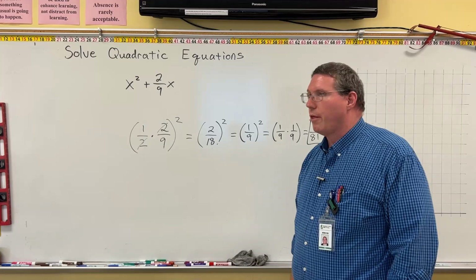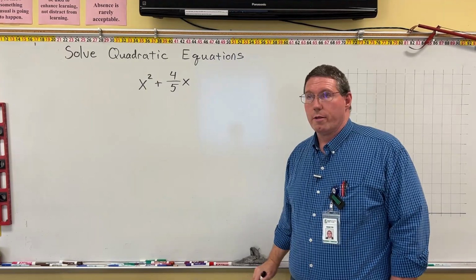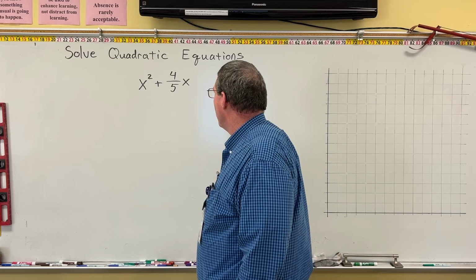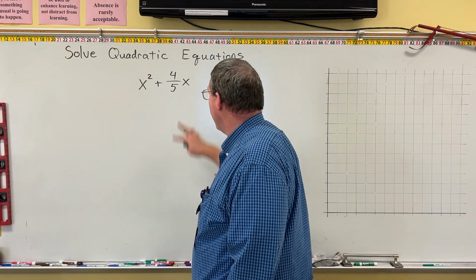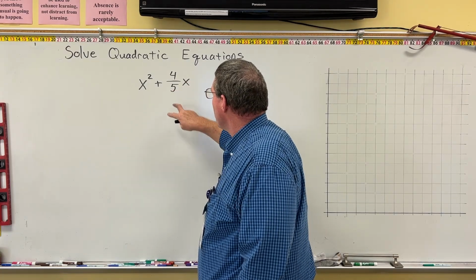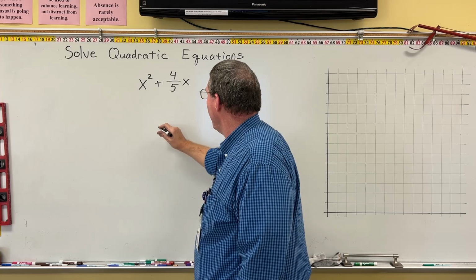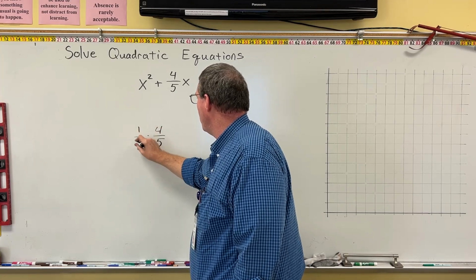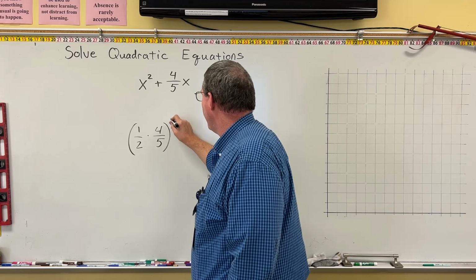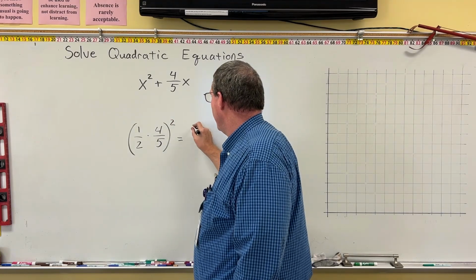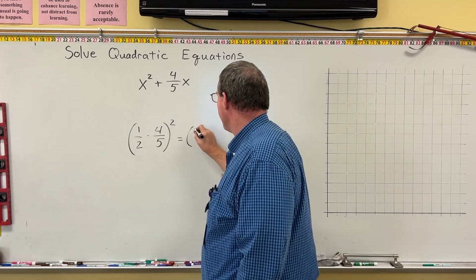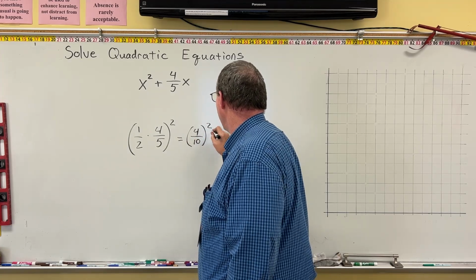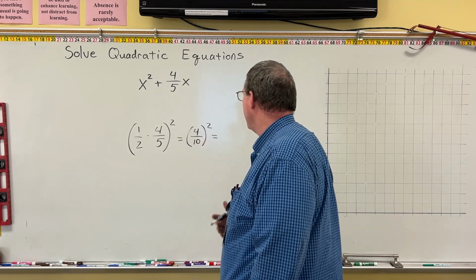I think I want to do another example kind of like this. All right, so let's say this is what we wanted to complete the square on. And so again, it's a fraction, 4/5. So what we're going to do is take the number in front of the x, 4/5. And remember what I said, we're going to multiply it by 1/2 and then we're going to square it. Well, 1 times 4 is 4. 2 times 5 is 10 squared. So what we have is 4 over 10 squared.